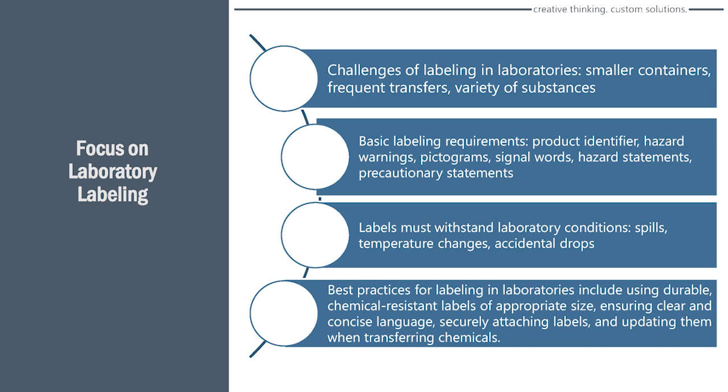So depending on what the chemical is and the environment you're putting it in, the labels that you put on have to withstand the normal laboratory conditions. Best practices for labeling in laboratories include using durable chemical resistant labels of an appropriate size, ensuring clear and concise language, securely attaching the labels, and updating them when you're transferring chemicals. And there's a lot of challenges with that, but the main thing is for it to be legible.